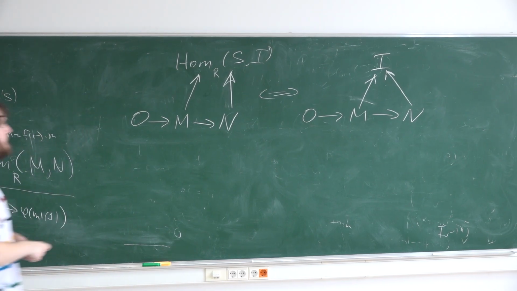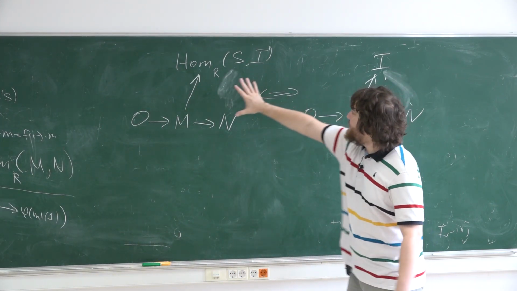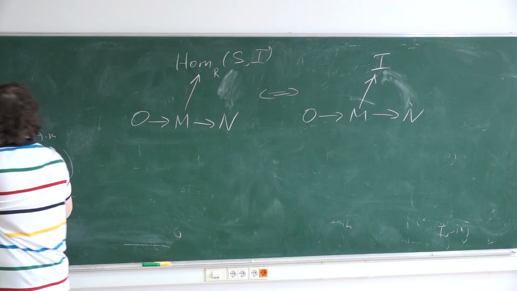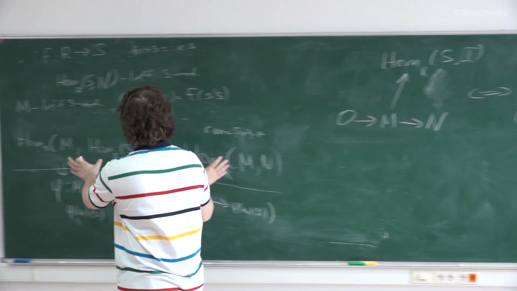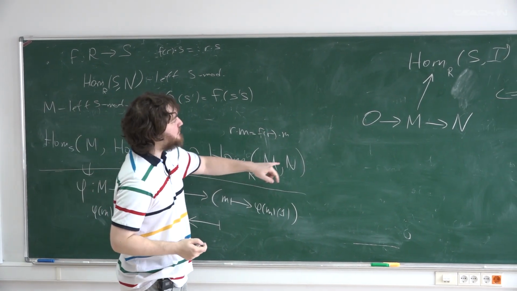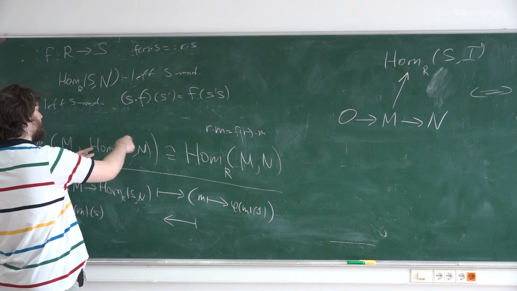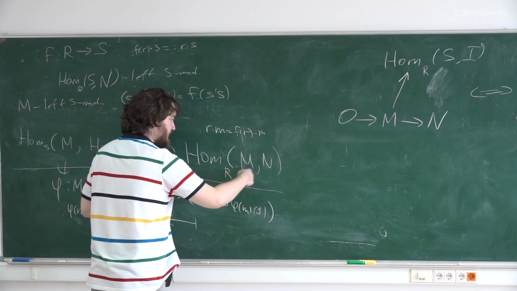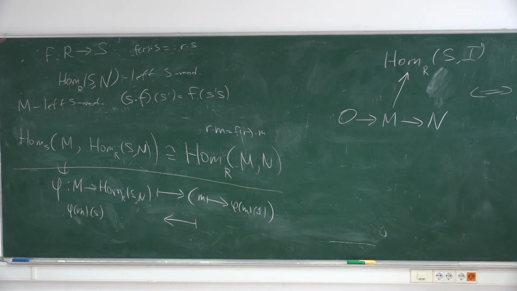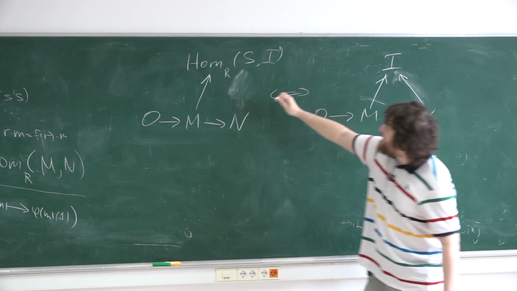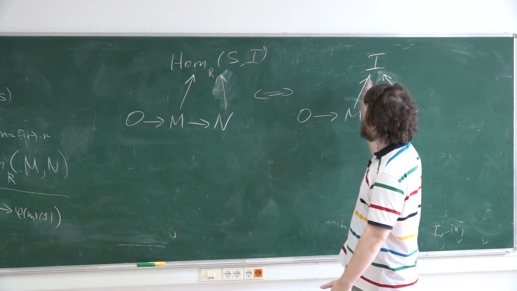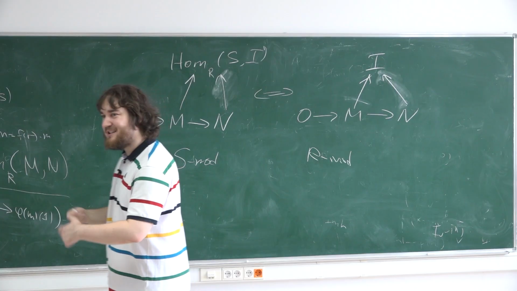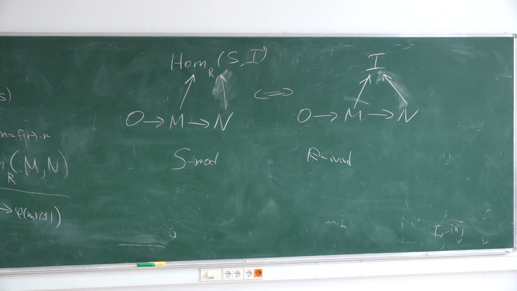By bijection, this diagram is the same thing as this diagram because I have a bijection between Homs. A map from something to Hom from S to I, a coextended module, is the same thing as an R module map from the module to I itself. Then I have an extension here, and again this map is the same thing as this map, as S modules. This is the S module world, this is the R module world. I replace the word category by the word world.